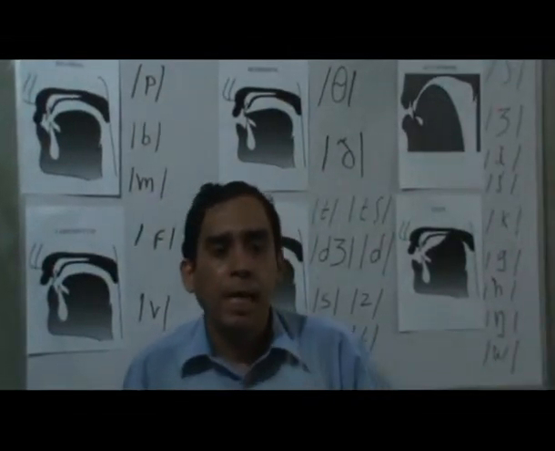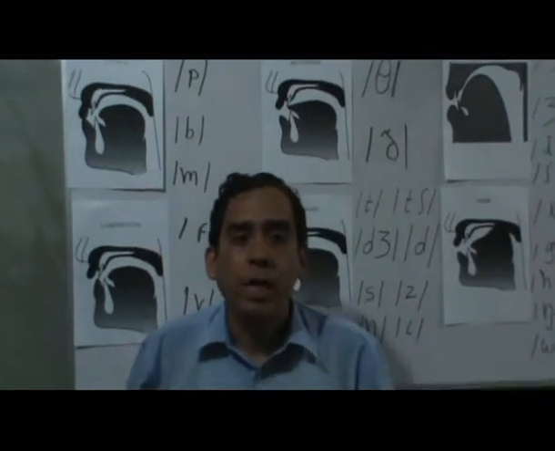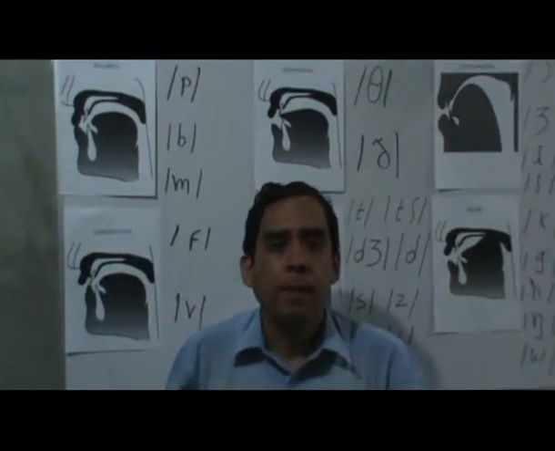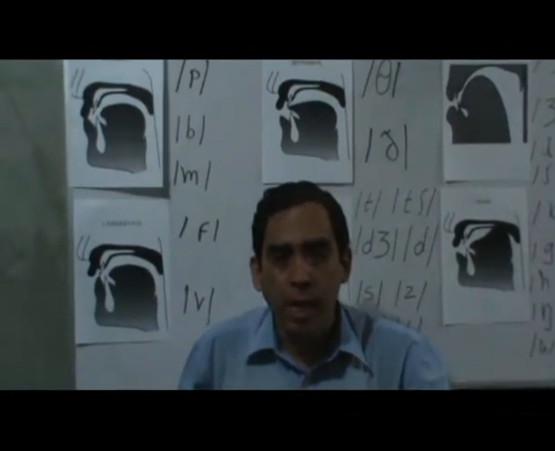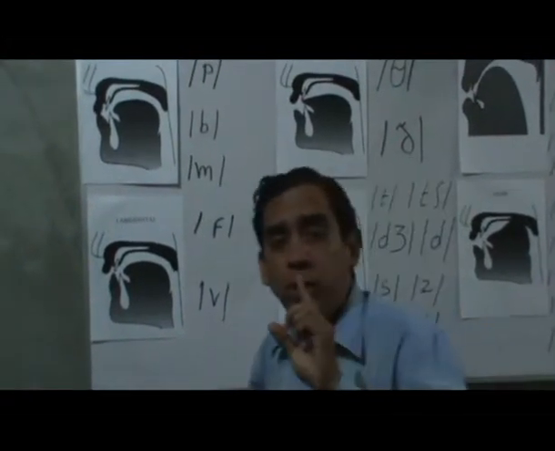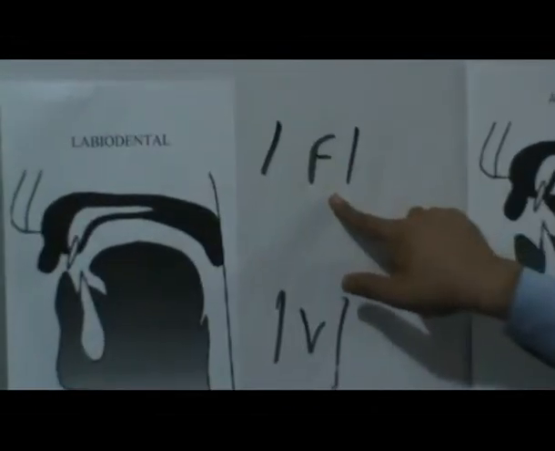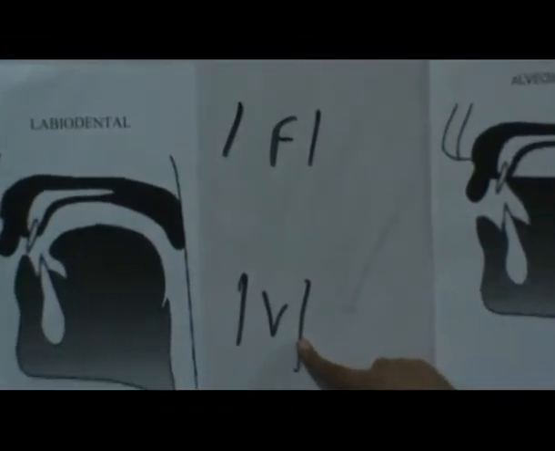Consonant labiodentals. The consonant labiodental sounds are those sounds made by articulation of the upper teeth towards the lower lip. There are two labiodentals. The following letters are letter F, for example, flow. Letter B, for example, bang.